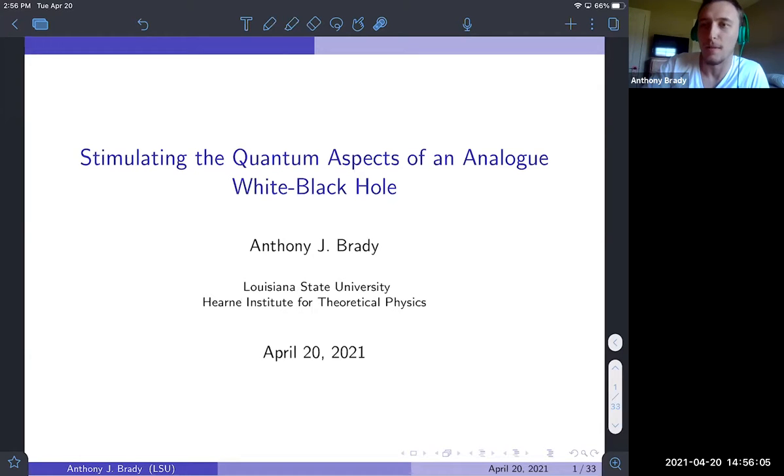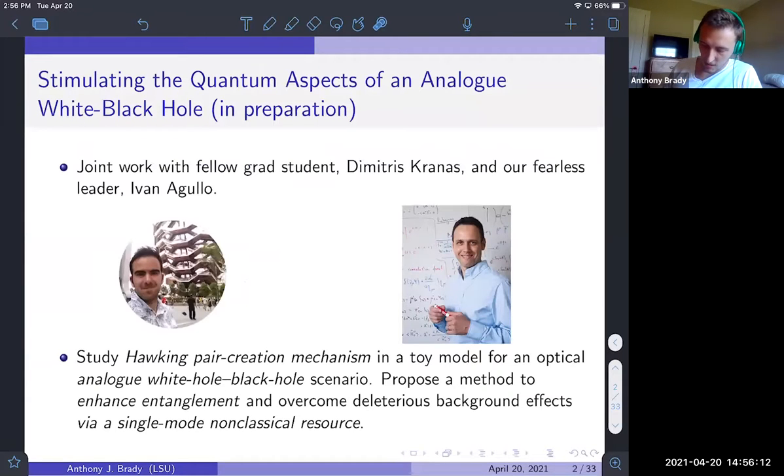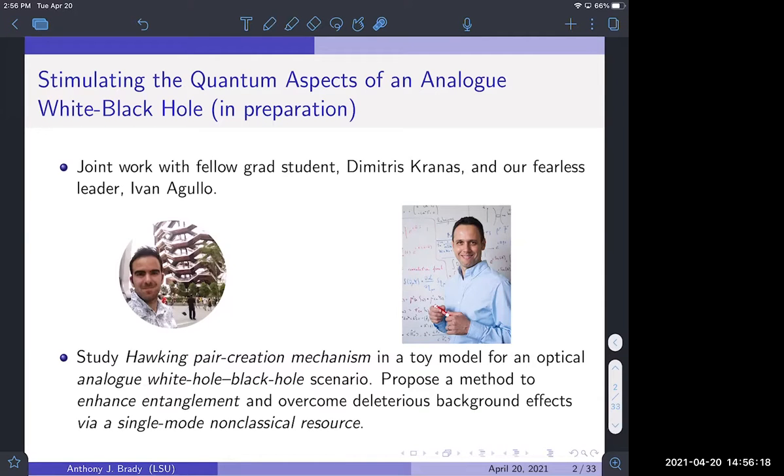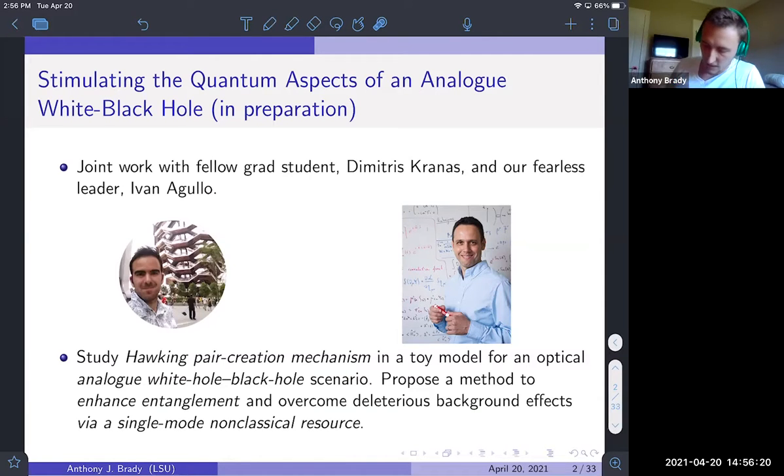So again, my name is Anthony, if you haven't met me before. Let me just get started. This is simulating quantum aspects of an analog white black hole. This is something that is currently in preparation, not completely finished yet, but getting there. And as Mark said, this is joint work with a fellow grad student, Dimitris Kronos, and our fearless leader, Ivan Aguio.